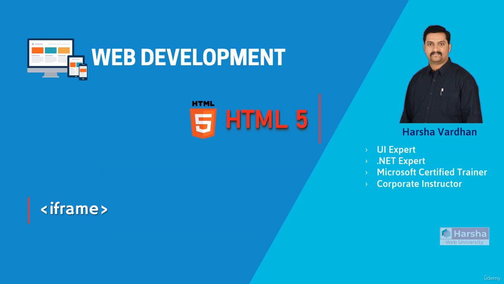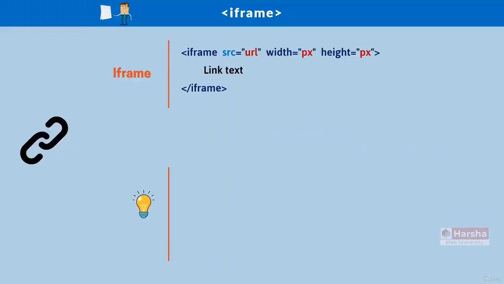iframe in HTML5 is used to display another web page or another file within the same web page. So within the current working page, in a small box, that means in a frame, you wish to display another web page or another file. For this case, we use iframe.